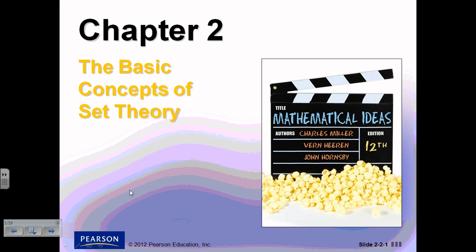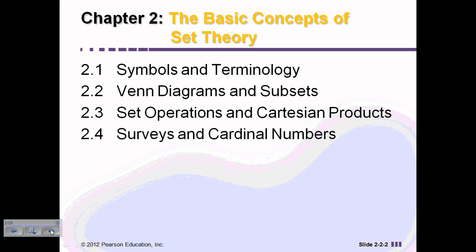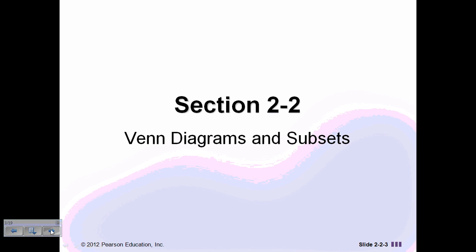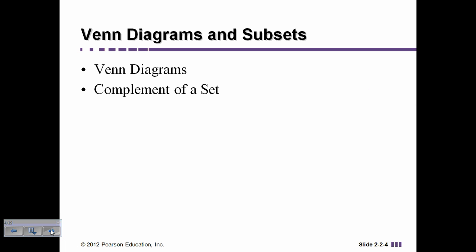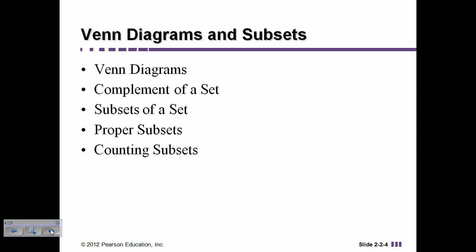Today we're looking at Chapter 2 again, the basic concepts of set theory. We've already talked about Section 1, which is symbols and terminology, and we're going to look at Venn diagrams and subsets today. Venn diagrams is one of the topics that we're going to be talking about. Complements are another topic. Subsets of a set, proper subsets, counting subsets.